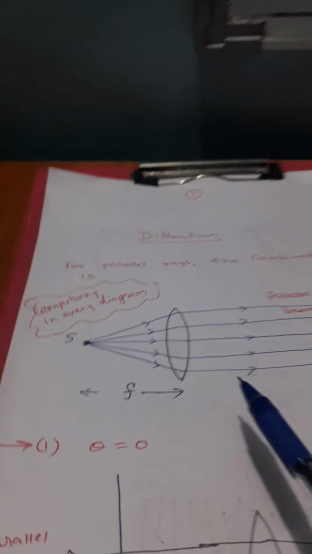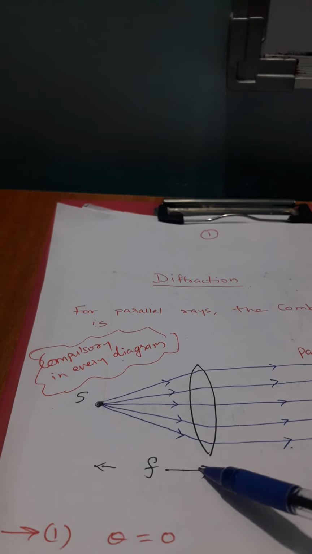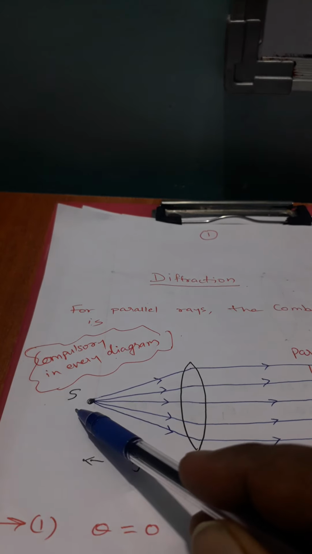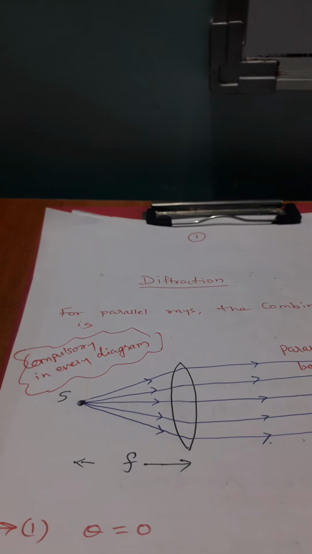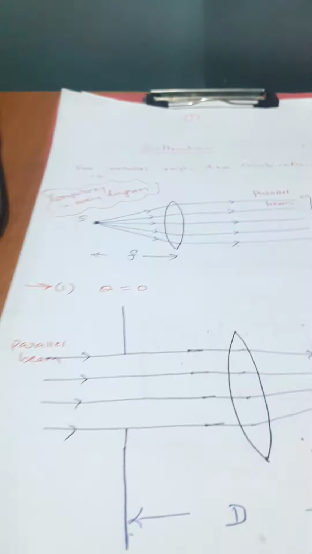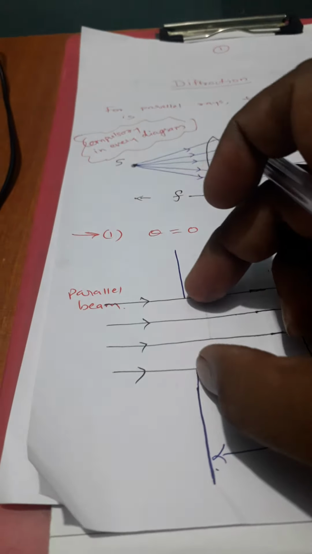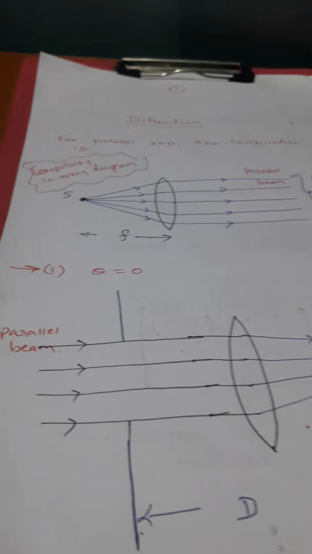So this is the compulsory diagram. See, we have a source of light S. Now if you place the source at the focus of the lens, the final image is going to form at infinity, which means after that you are going to get parallel beams of light, and these parallel beams of light we always use to study. This is compulsory in every diagram but not shown in every diagram. It is understood these are parallel beams. So how do we get this parallel beam? From this particular combination. So every time you need to manage it.